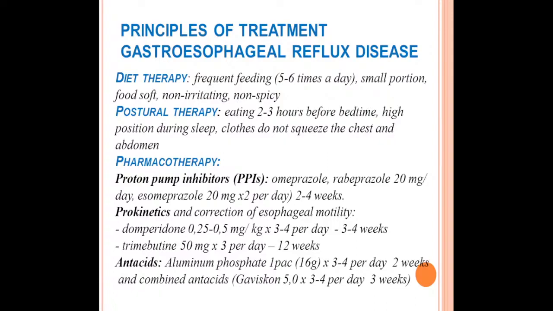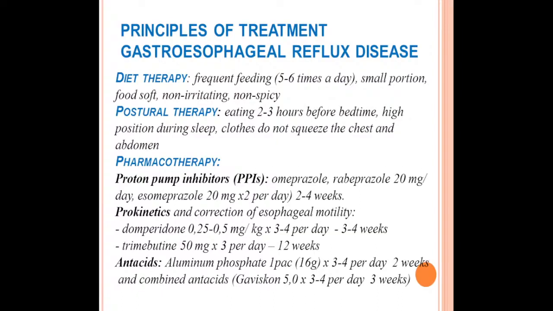Proton pump inhibitors are recommended for a long time, minimum 2 weeks, maybe up to 4 weeks. Because gastroesophageal reflux disease is a disease whose development takes some months, maybe years, and full recovery of the esophageal mucosa disorders takes 2 to 4 weeks.